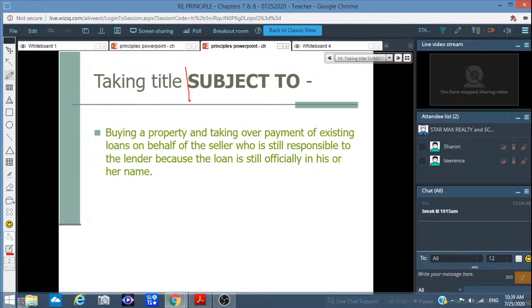Taking title subject to. Okay, this is another way to do that. Buying a property and taking over payment of existing loan on behalf of the seller, who is still responsible for the lender because the loan is still officially in his or her name。这个呢，不是代替了，OK，这个他是帮他付款，OK，责任还是以前这个借款者的，所以新人他不付的话，银行还是找以前的人。OK，这个叫 subject to. So the new buyer who you subject to, right? If they don't pay, the bank is still gonna find the original loan maker, okay? The one who signed the loan paper, which is the seller, okay?